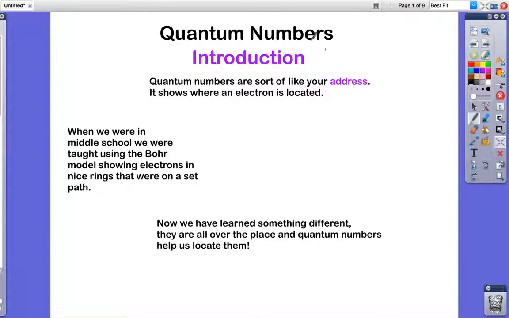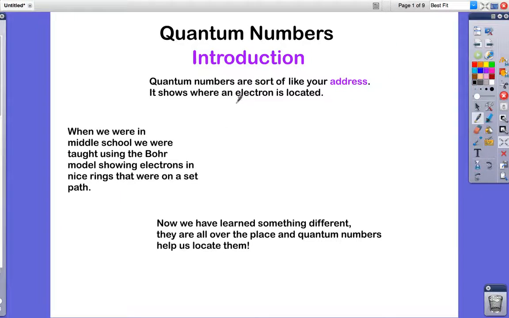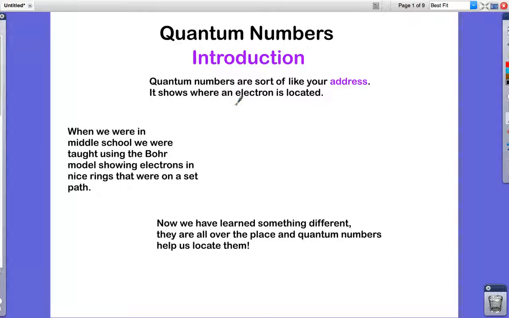Alright, so today we're going to be talking about quantum numbers. Quantum numbers are sort of like your address. They show where an electron is located.